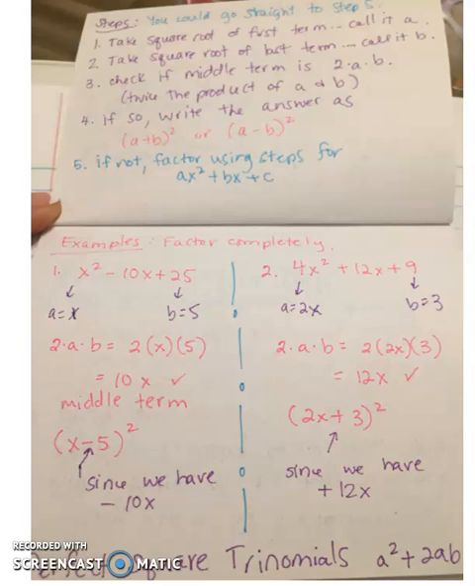For example 2, we have 4x squared plus 12x plus 9. I'll take the square root of the first term, which is 2x. I'm going to call this a. The square root of the last term is going to be 3. I'm going to call this b.